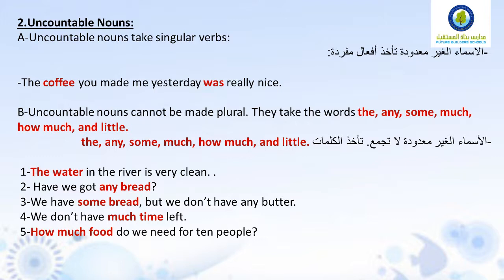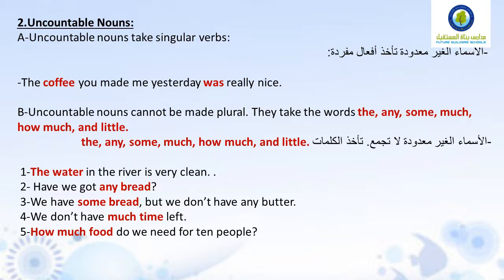We don't have much time left. Here the word time is talking about the time that we needed. So here the time is uncountable, so we use much. We can't say many time for the time that you need to do something. Number 5, how much food do we need for 10 people? The word here is food, and it is an uncountable noun. So for the word food, we could use how much because it's uncountable.